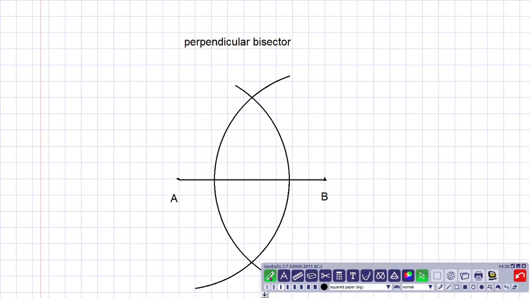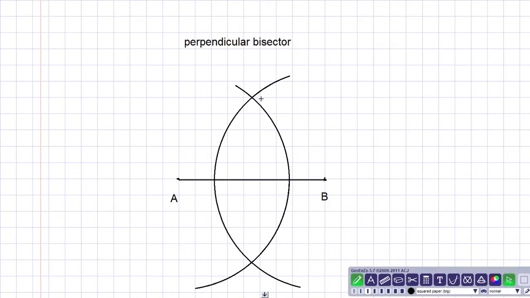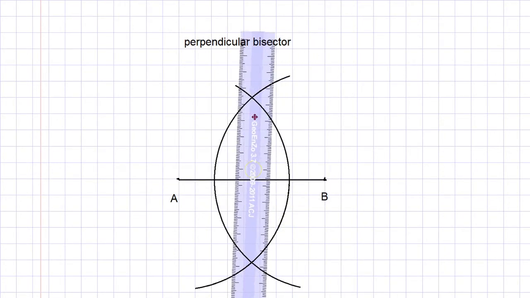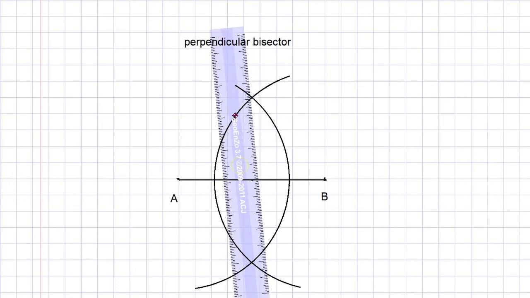Now remove the compass. You have to join this crossing point and this crossing point. Then the line is called the perpendicular bisector. This line is the perpendicular bisector.